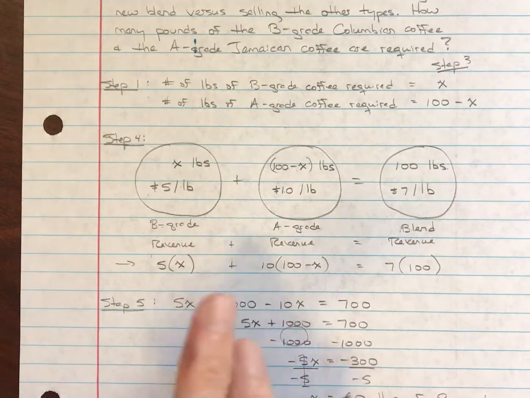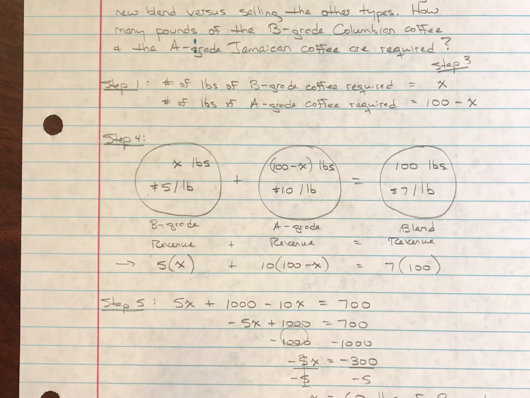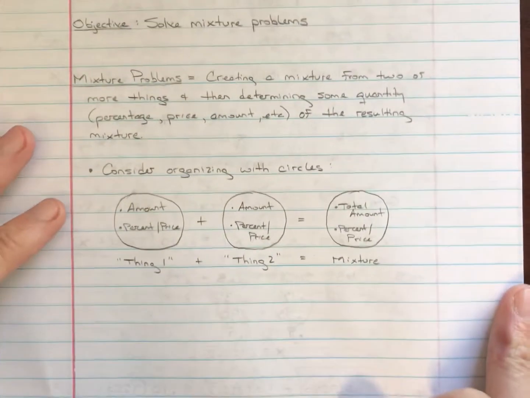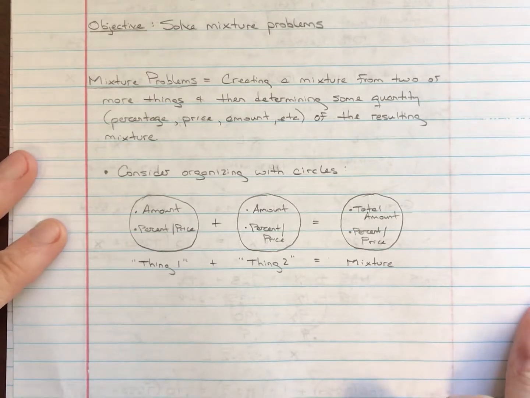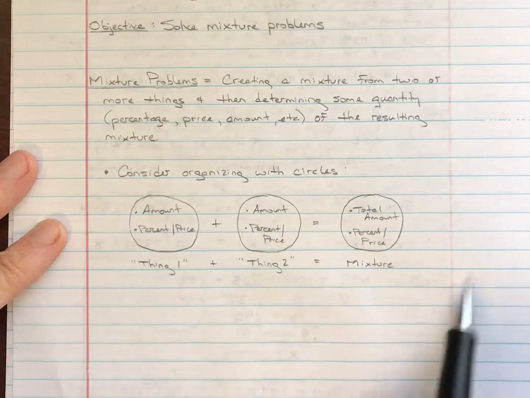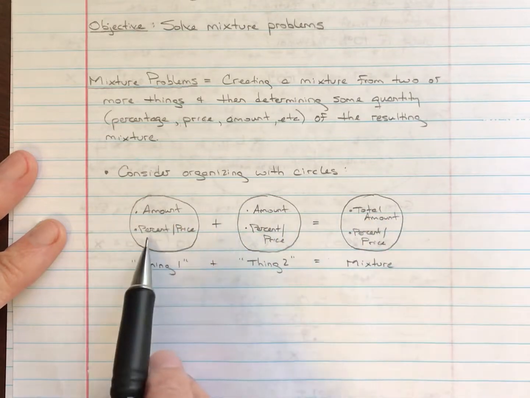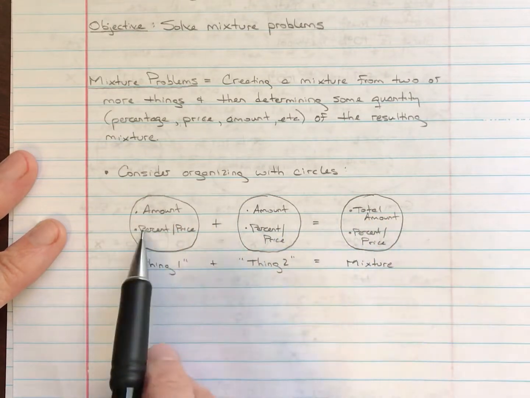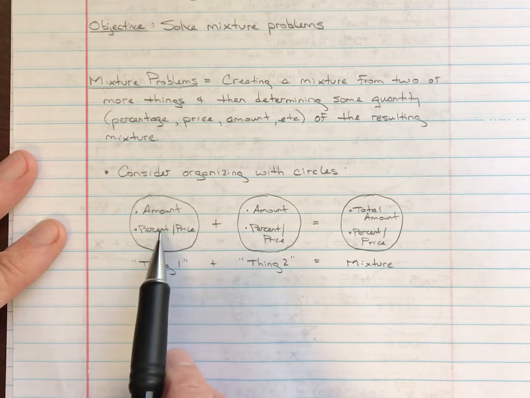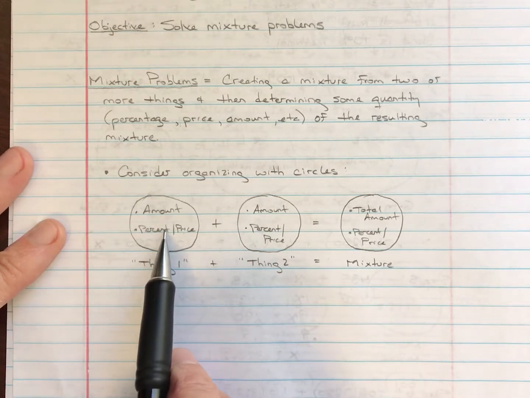Again, I strongly encourage you when you're working with these mixture problems, it really does make a difference if you just go with circles and then fill in across the top the amounts, and then across the bottom either the percent or the price, or however they're working with those amounts.